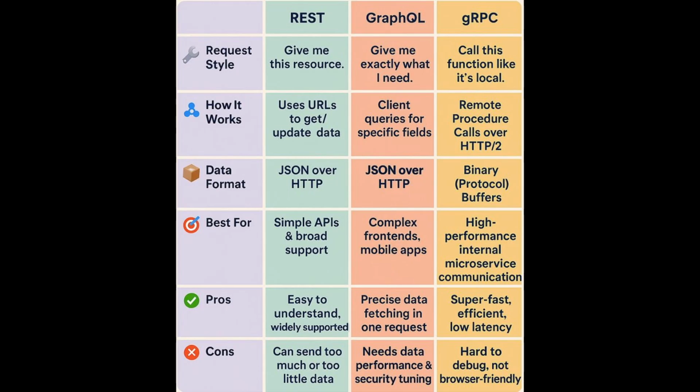Think large-scale microservice architectures. Like Netflix is a famous example. They have hundreds, maybe thousands of back-end services handling everything from user accounts to recommendations to streaming licenses. And they need to talk to each other incredibly quickly. Exactly. Milliseconds matter. So gRPC is perfect for that internal high-throughput communication.